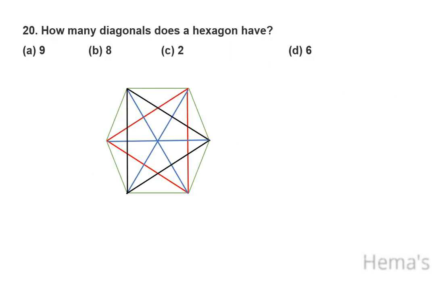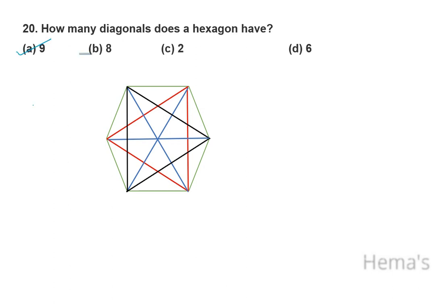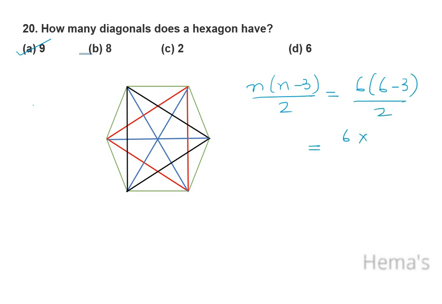Question 20. How many diagonals does a hexagon have? This is a figure of hexagon. The number of diagonals in a hexagon is equal to 9. Therefore, A is the correct option. We can also find number of diagonals in a polygon by a formula, that is n(n minus 3)/2, where n is the number of sides. In the hexagon, number of sides is equal to 6. So we can write 6 into (6 minus 3)/2, which is equal to 6 into 3 by 2, 2 ones are and 2 threes are. So the correct answer is 9.